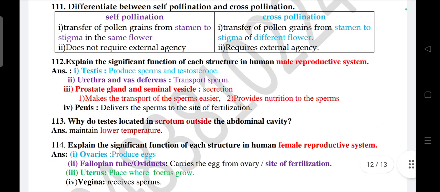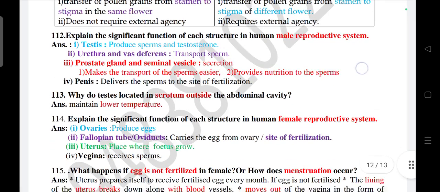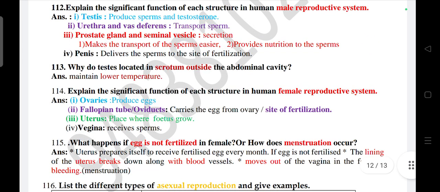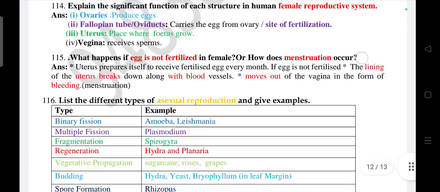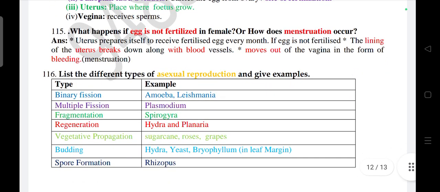What is self-pollination and cross-pollination? If they ask for the difference or the definition, both are the same answers. If you read this much, you also have to practice diagrams. Including this and the diagrams, you can score above 60 to 70 marks.